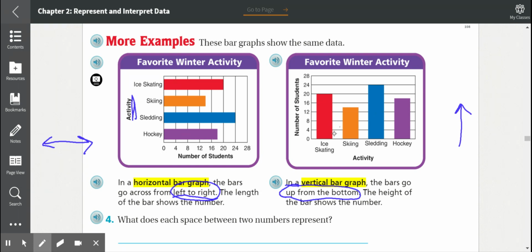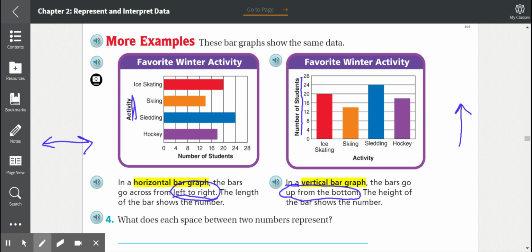Okay, same data. Over here on this side, it's not the activity, it's the number of the students. So the numbers are going up and the activity is along the bottom. Ice skating, skiing, sledding, hockey. Same information, just set up in a different way.